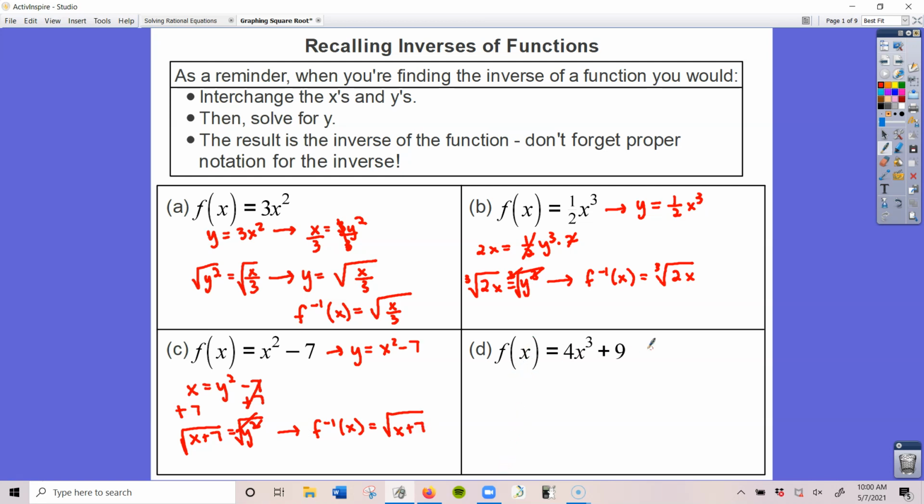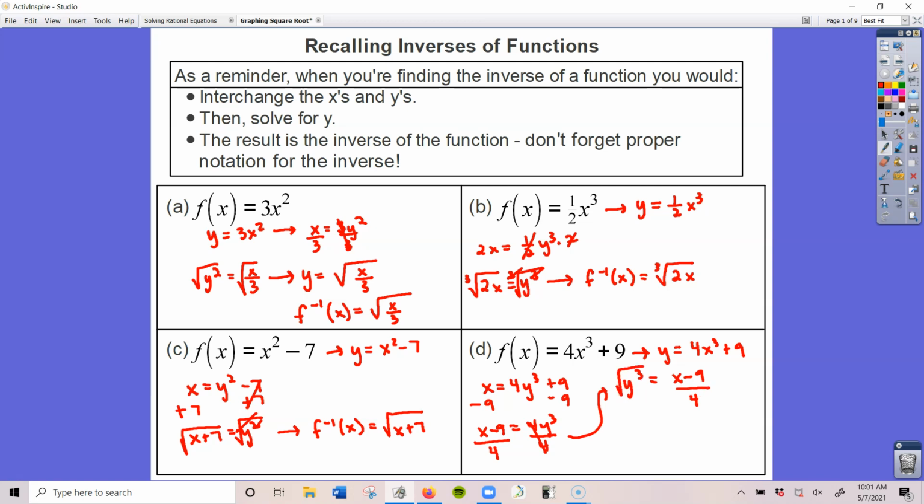Last one, this is y is equal to 4x to the third plus 9. Interchange the x and y, we get x is equal to 4y to the third plus 9. Subtract the 9 from both sides, we get x minus 9 is equal to 4y to the third. Divide by 4. Remember that we have to divide everything on the other side by 4. So this is y to the third is equal to x minus 9 all over 4.